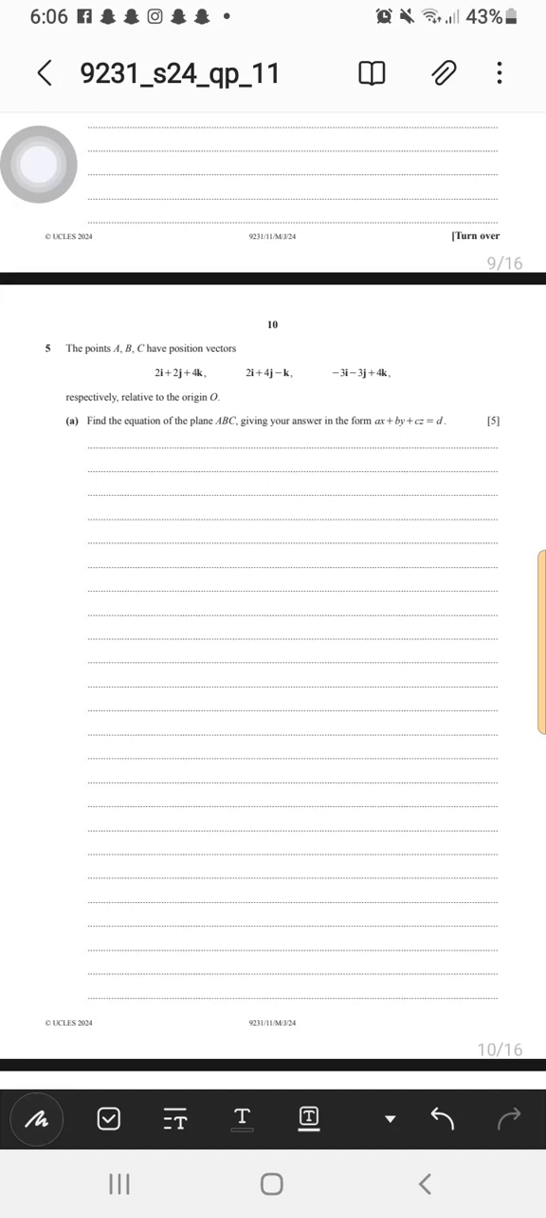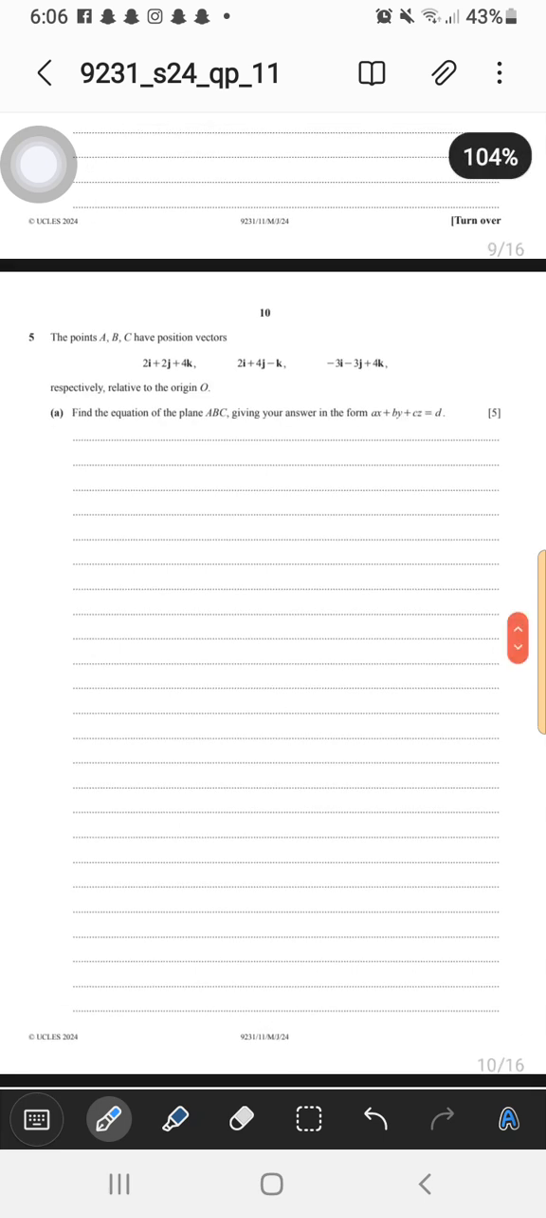We will be solving fifth question of May-June 2024 paper 1 variant 1 of further mathematics. So let's read the question. It is a question of vectors. There are 3 points A, B and C and their position vectors are given and they are related to the origin. Find the equation of the plane ABC giving your answer in the form ax plus by plus cz is equal to d.